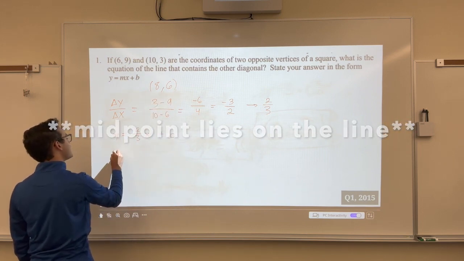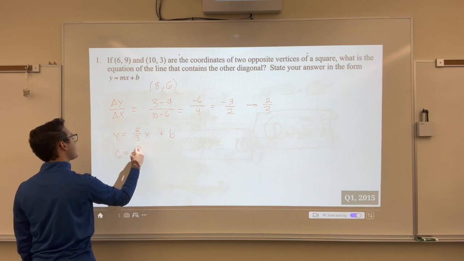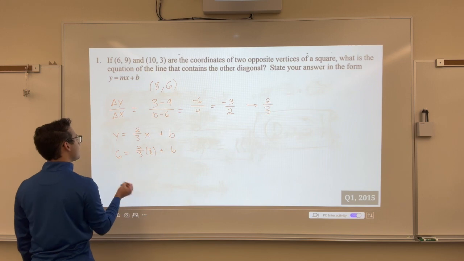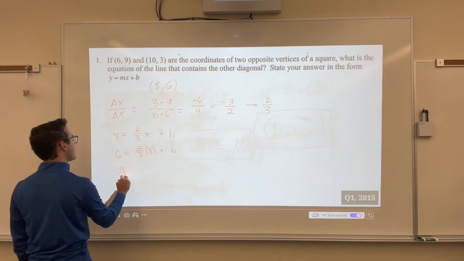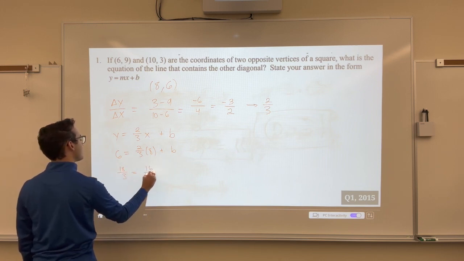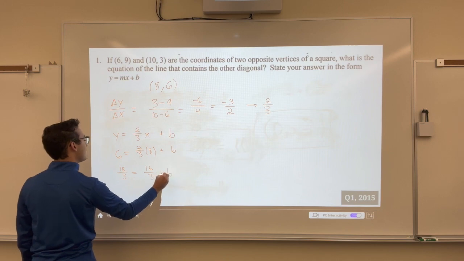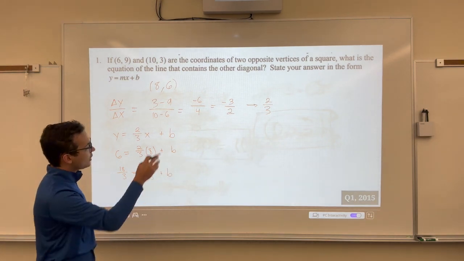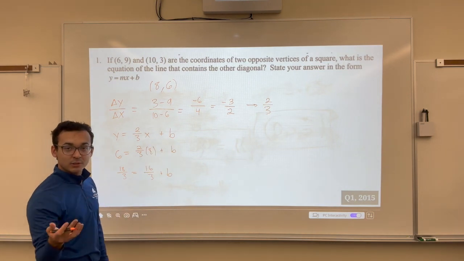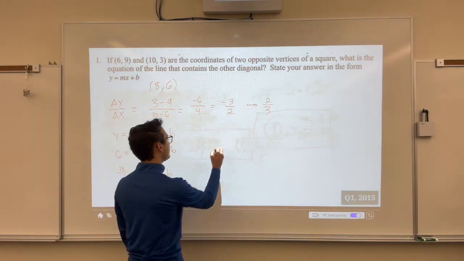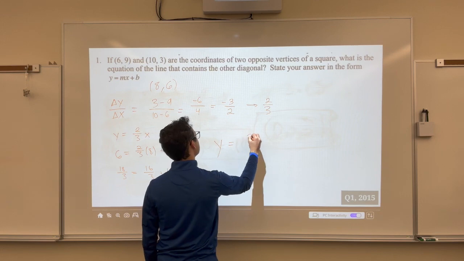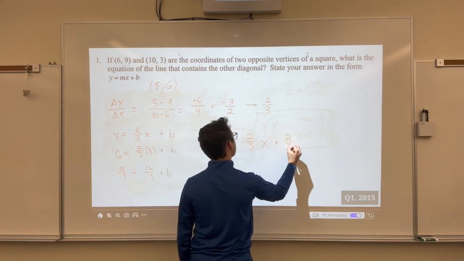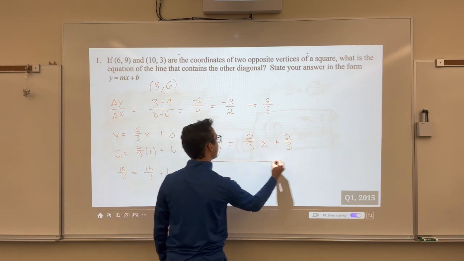So we would say that 6 equals 2/3 times 8 plus b. So we would say that 18/3 is equal to 16/3 plus b. And therefore b is equal to 2/3. Just coincidentally, that also is the value of the slope. So our final answer would be that y is equal to 2/3 x plus 2/3. And that is our final answer.